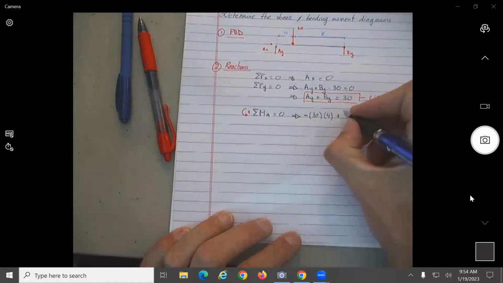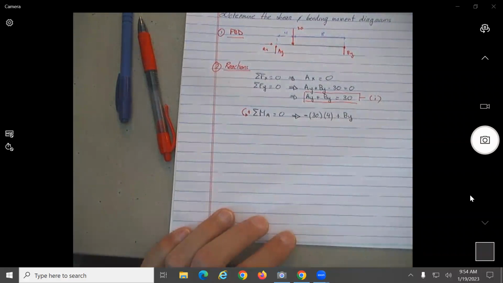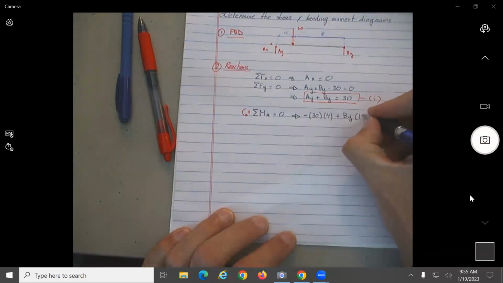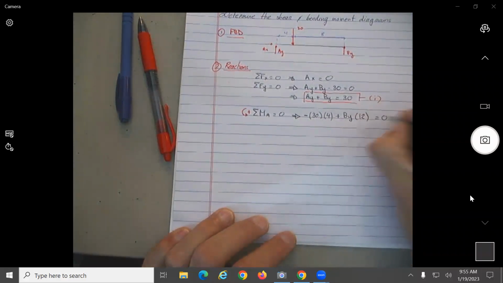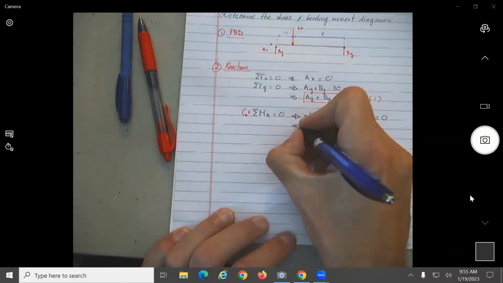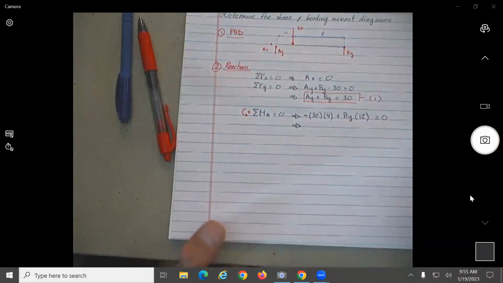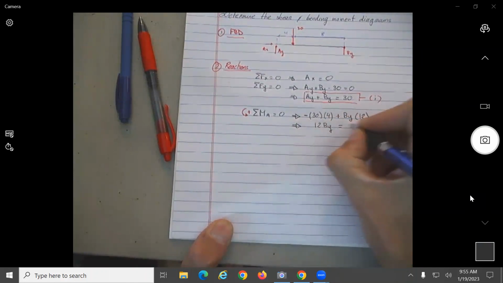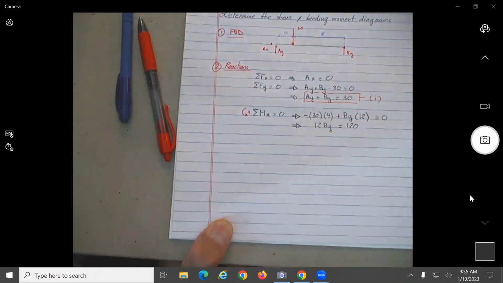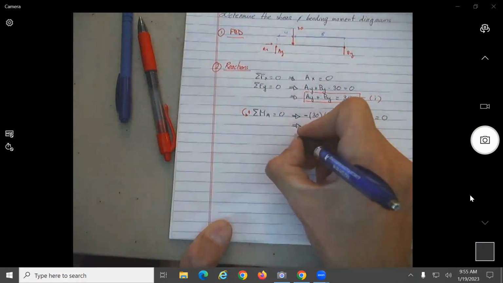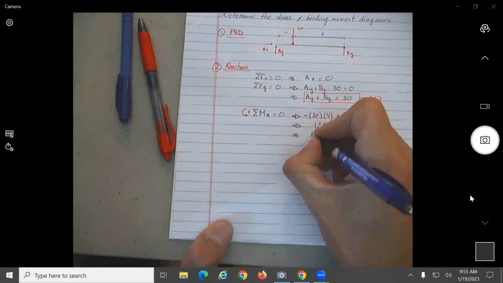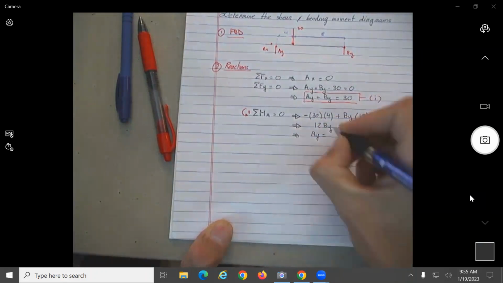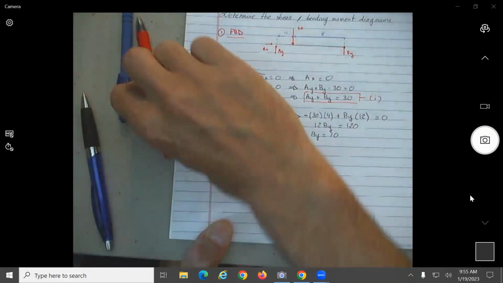What about Dy? That would be positive, so the force would be Dy. What would be the value of the arm? Perfect. This would be equal to 0. So if you do the math, this gives you 12 Dy equals 120. So you can solve right away for Dy to be equal to 10.